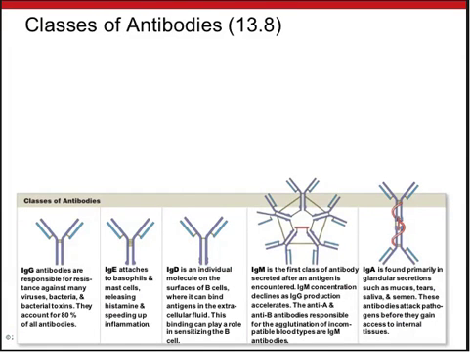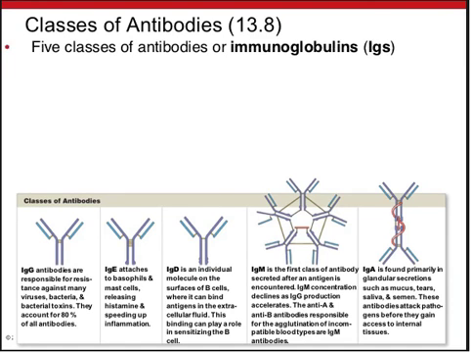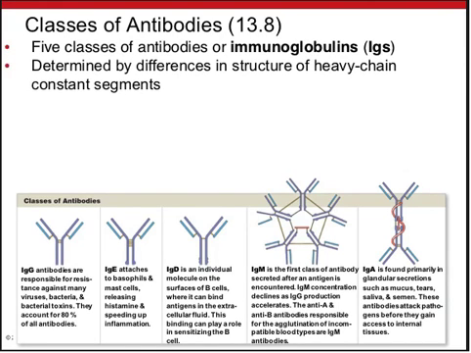So these are some of the different antibody classes. There are 5 classes of immunoglobulins that are determined by differences in their constant regions, specifically the constant regions of the heavy chain segments: IgG, IgE, IgD, IgM, and IgA. So what do we mean by different classes? Well, they have slightly different areas where they work.